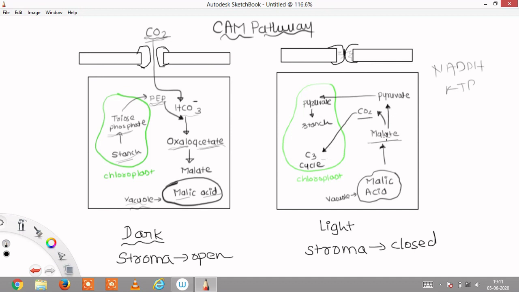This malate splits up into carbon dioxide and pyruvate. Then pyruvate goes into the chloroplast and is assimilated into starch. And the carbon dioxide released from malate, now you have carbon dioxide from malate, you have ATP and NADPH from the light reaction, and now the Calvin cycle can proceed to form the carbohydrates. So this is how the CAM pathway takes place.